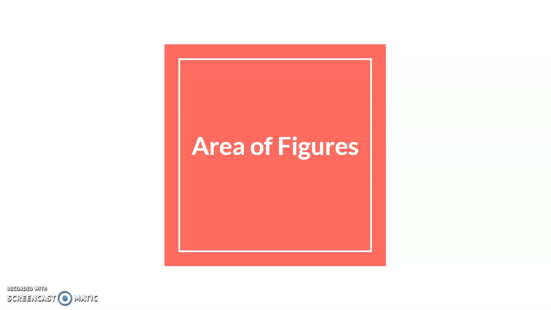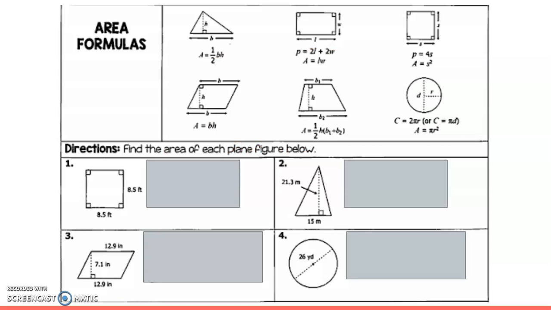For our next unit, we're looking at area of figures, and we're going to start off with simpler shapes before we expand on that. So starting off, we're looking at the area of triangles, rectangles, squares, parallelograms, trapezoids, and circles. So these are things that will be on your formula sheet. They should be pretty straightforward for you.